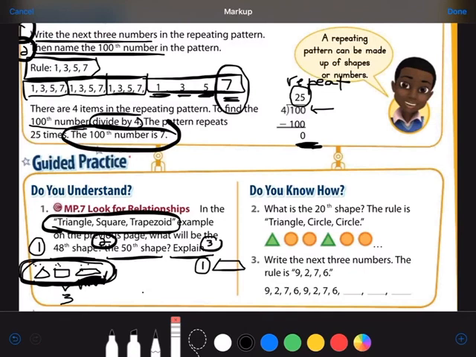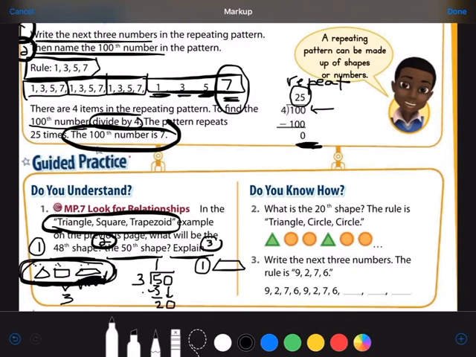Okay, let's use our division again. Could I count it out? Yes. I don't want to. I think that takes too long. I'm going to use division. 50 shapes, and the pattern has 3 parts to it. 3 goes into 5 one time. 1 times 3 is 3. I have to subtract. 5 minus 3 is 2.